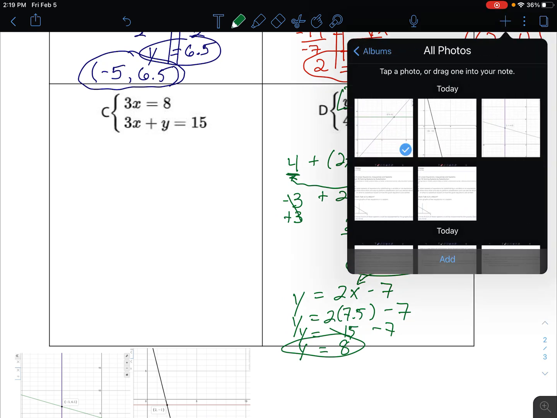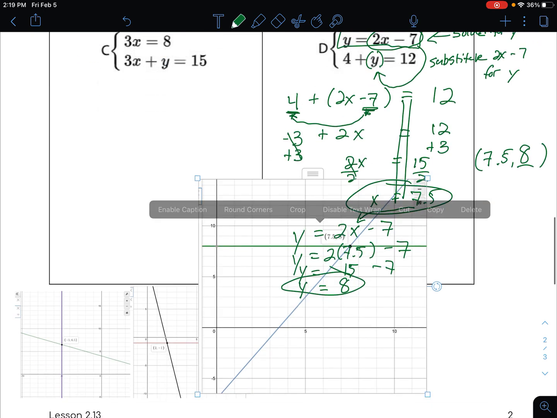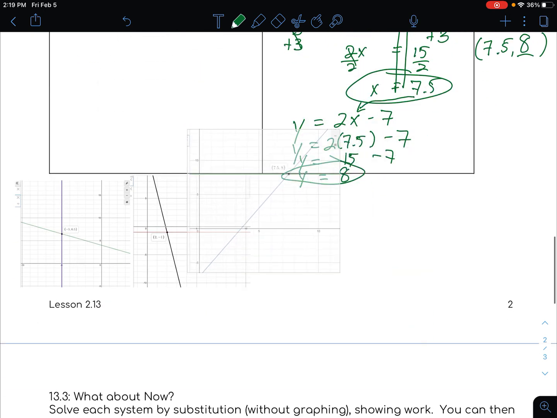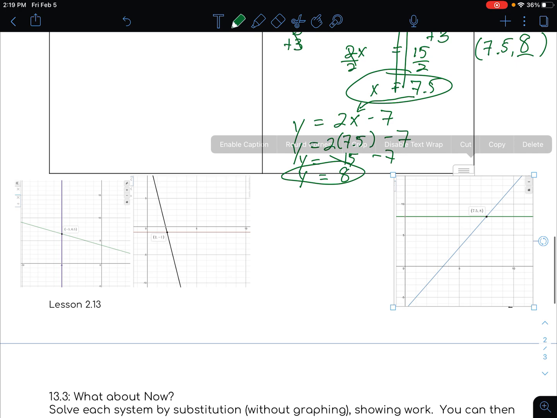I'm just going to quietly add this in here. You guys have heard me talk through those steps before. Okay, so that was our fourth one.